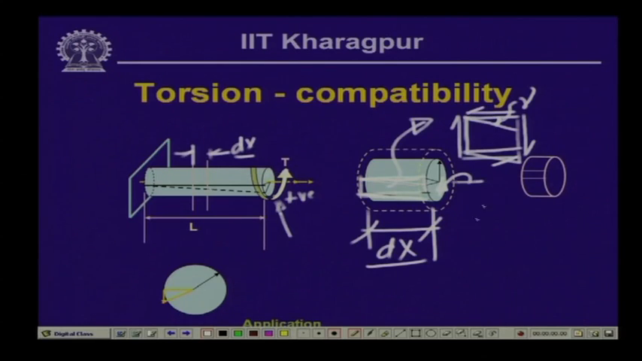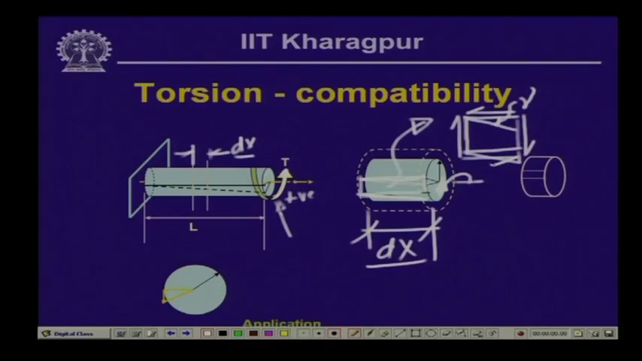So, basically what we get is, because of the application of the twisting moment in the bar, we get shearing stress in the bar, and because of this shearing stress, now this here is without any application of the normal stress. So, we call this the state of pure shear, and this state of pure shear can be transformed in terms of Mohr circle to evaluate the normal stress, the maximum normal stress.